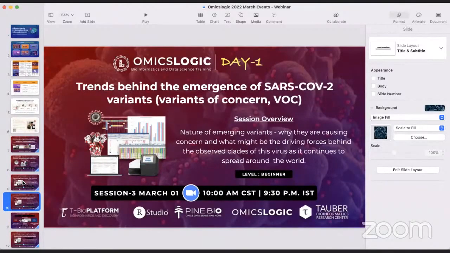But the third session on day 1, after having both the sessions at 8 a.m. and 9 a.m., we will have the third session at 10 a.m. CST, where we will start to discuss the nature of emerging variants, many of which we discussed in today's webinar, but in much more depth and in the context of the data set that we are analyzing at that point of time using the T-Bioinfo platform.